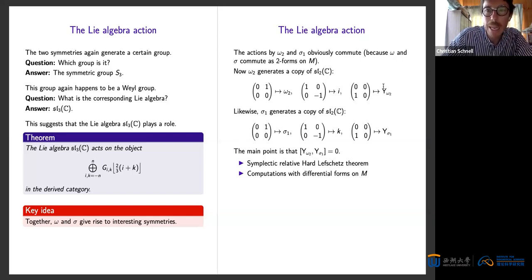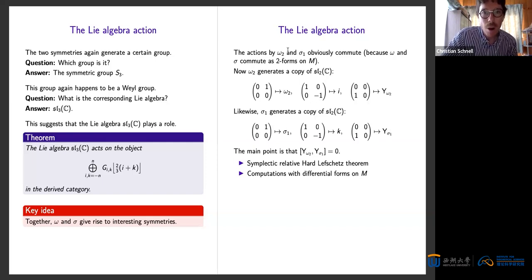Similarly, this would be like the adjoint of the Lefschetz operator. My symplectic relative Hard-Lefschetz gives me another copy of SL2, where the grading is by k, the nilpotent element is now the action by sigma 1, and then again there's a third element that I call y sub sigma 1. The relations you have to check to get SL3 are that omega 2 and sigma 1 commute, and that y omega 2 and y sigma 1 commute.